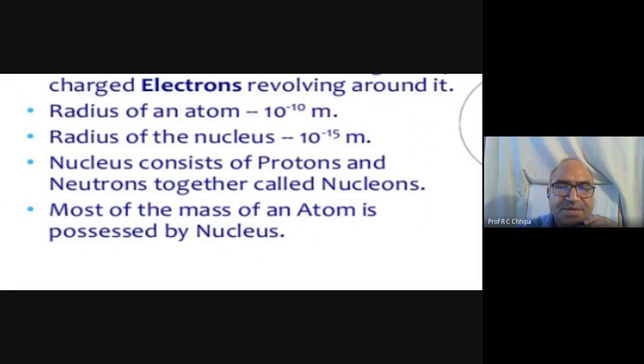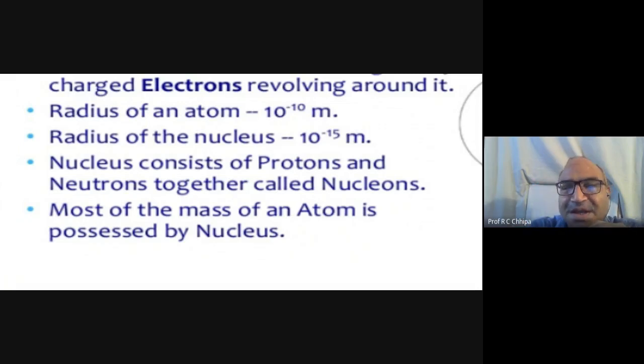The radius of the nucleus is 10 raised to the power minus 15. The nucleus consists of protons and neutrons together, called nucleons. Nucleons are the protons and neutrons. So most of the mass of an atom is possessed by the nucleus.